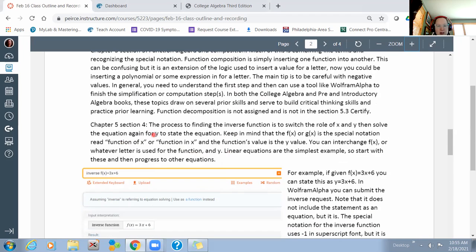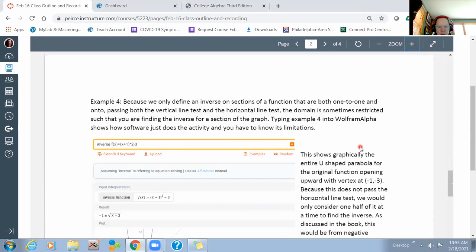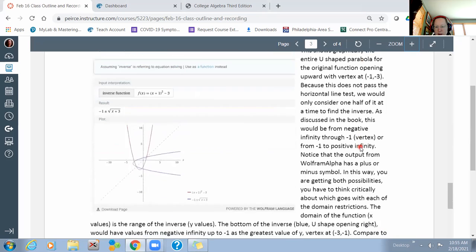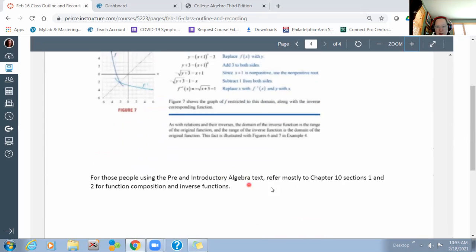All right, so chapter 5, section 4, the process of finding the inverse functions. And again, if you're in the other textbook, this was chapter 10, sections 1 and 2 for function composition and inverse functions. If you're in the prior textbook, that pre and introductory algebra textbook, it's the beginning of chapter 10 that the same topic is covered.